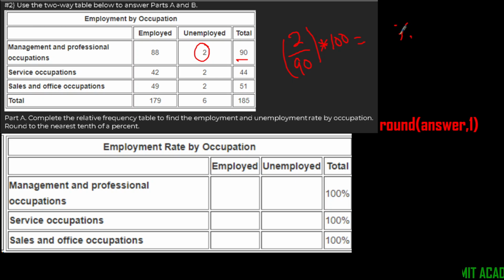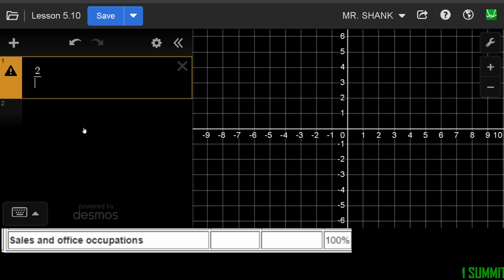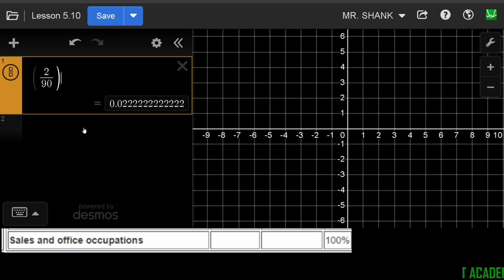So let's check it out. I'm going to pull up Desmos here. All right, so on your Desmos calculator, let's find some values that we're going to put here. So I'm going to take, what was it, 2 divided by 90. Again, I can make that into a fraction. I'm going to multiply by 100 to get that percent. And I said I need to make sure, actually let's do it like this. So we have our percentage here.